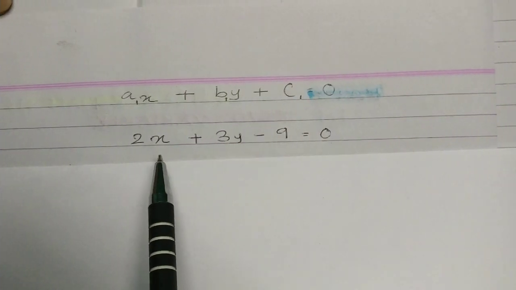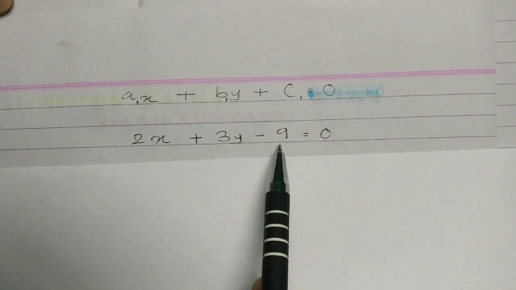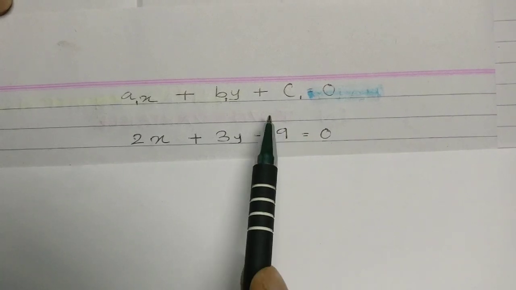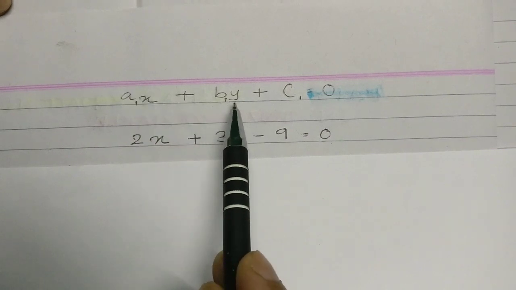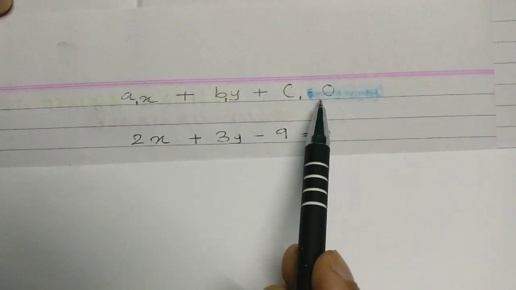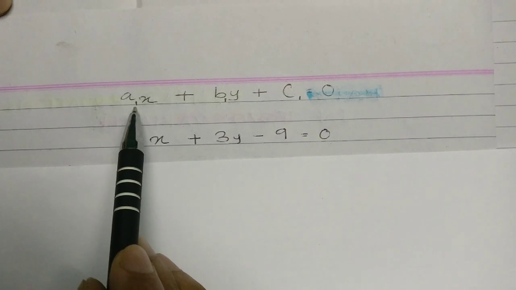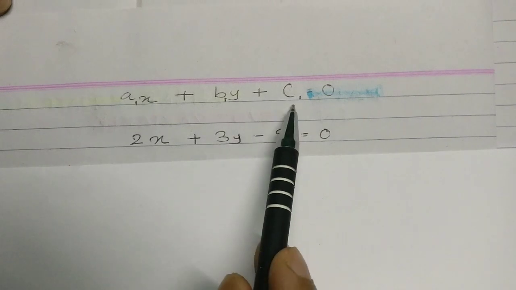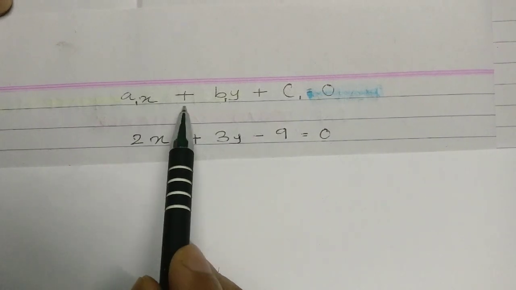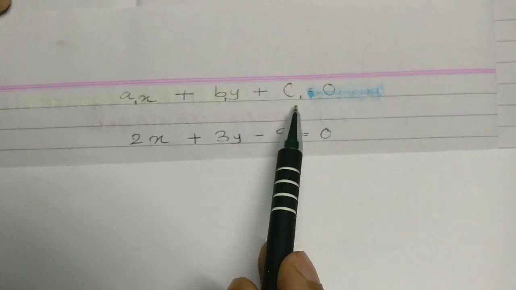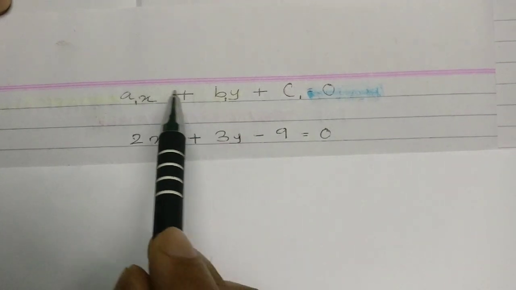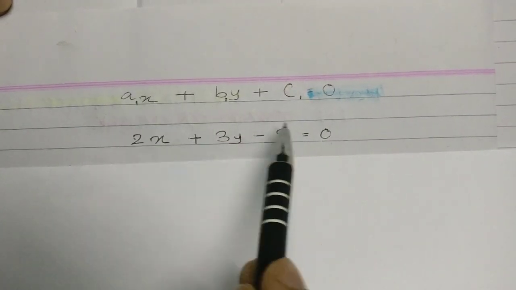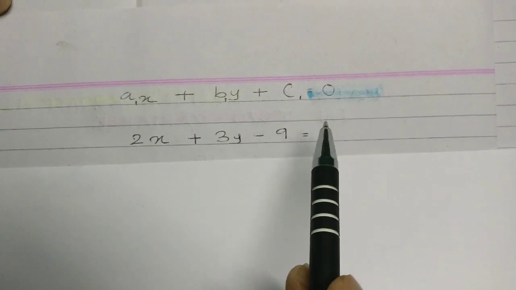Here I have an equation which is 2x plus 3y minus 9 equals 0. Above that I have written the general equation, which is ax plus by plus c equals 0. But in this case you must be observing that I have written 1 in these places, that is a1x plus b1y plus c1 equals 0. It only means that I'm just talking about one equation in this pair of linear equations.